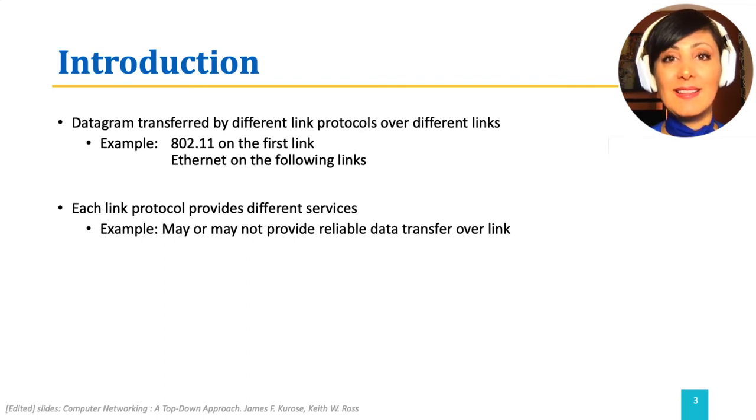Each link has a different set of characteristics. This means a different link layer protocol for each link. A packet might go over many different links on the end-to-end path from source to destination. It might go over an 802.11 in the first link and Ethernet on the following links. This means frames and the protocols of their transmission might be different for each link along the path.